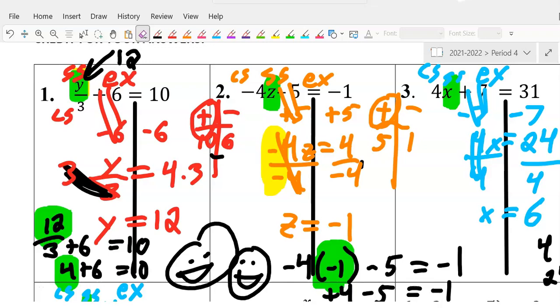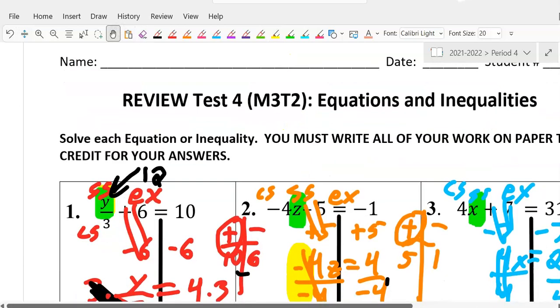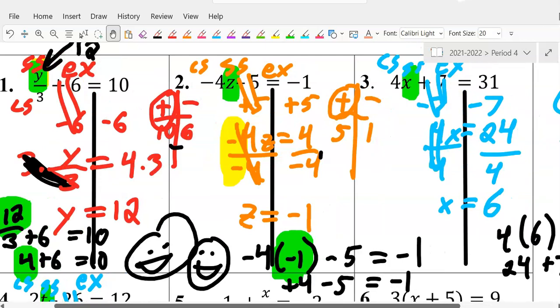Okay, so we have orange. What's our first step? First I did the opposite of negative 5. Right, so we also labeled our superstar, costar, and extra. What do we get rid of first, everybody? Superstar, costar, or extra? Extra. Okay. So we get rid of the 5 by adding 5 on both sides.